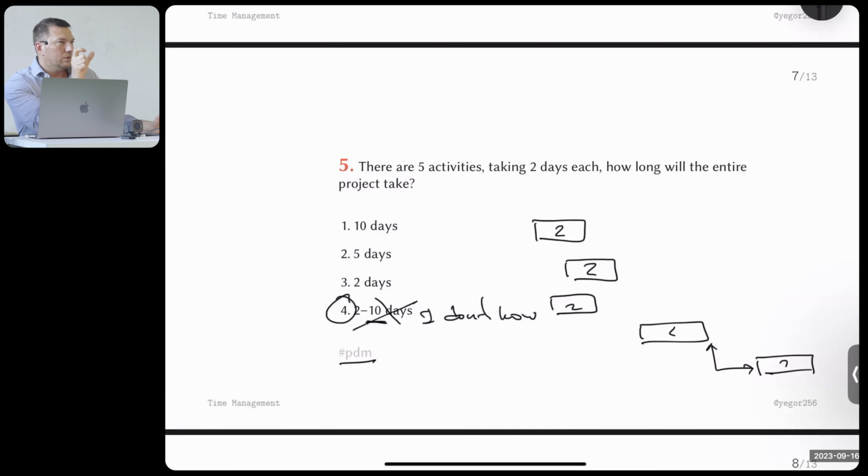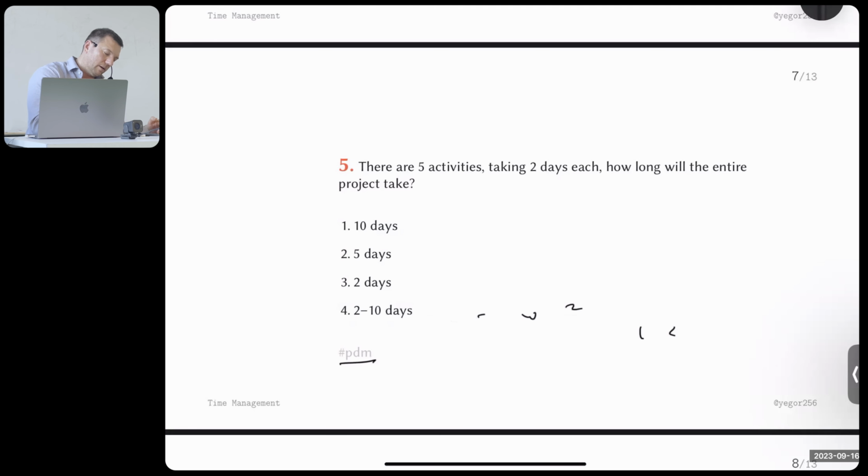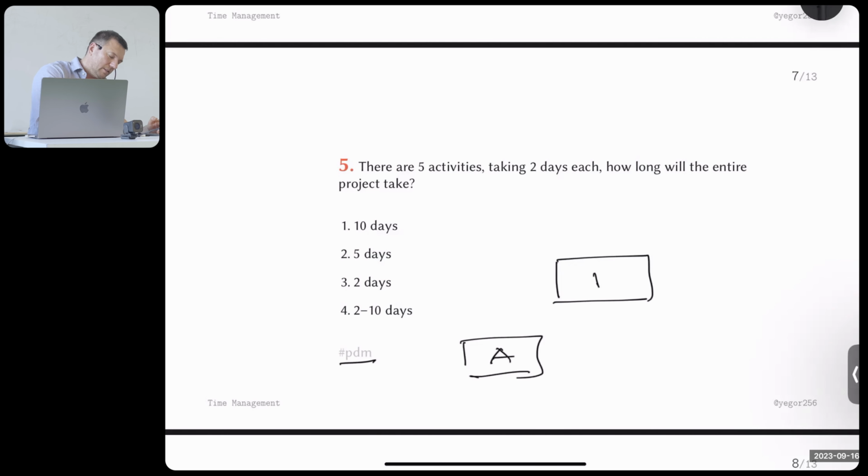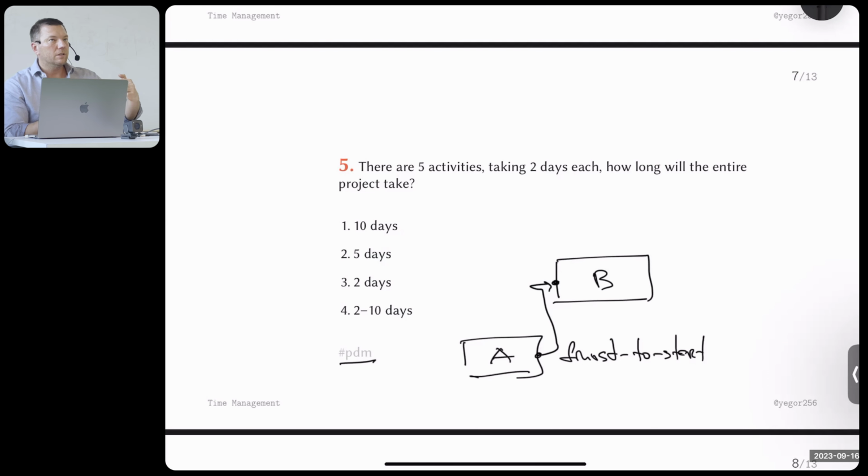And they will tell you, I do it, this will take me 2 days, but I need this activity to be finished first. So for each activity, you will have a picture like this. This is my activity, but I have dependencies which are formulated like this. This is, for example, activity A, and this is B, and this dependency is called finish to start. So B depends on A. When A finishes, then B can start.